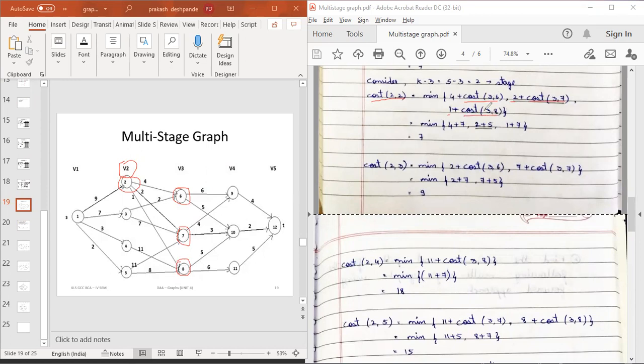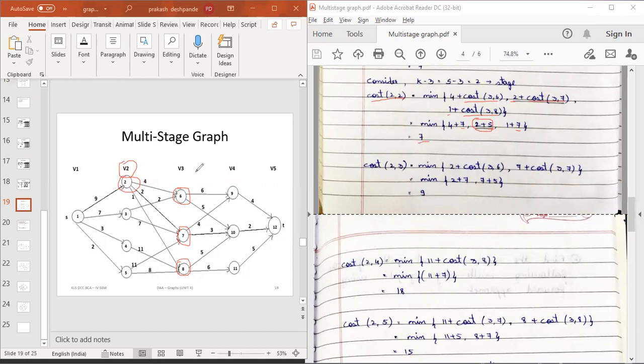Now these values, cost of 3 comma 6, cost of 3 comma 7, and cost of 3 comma 8, we have calculated in the previous stages. Those values we are going to substitute here. So it is going to be minimum of 4 comma, this value was 7, so we substitute 7, and the cost of 3 comma 7 was 5, so we are substituting 5, and the cost of 3 comma 8 is 7. Now out of these 3 values, the minimum is this one, 2 plus 5, that produces the value 7.